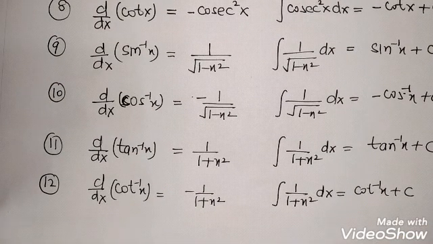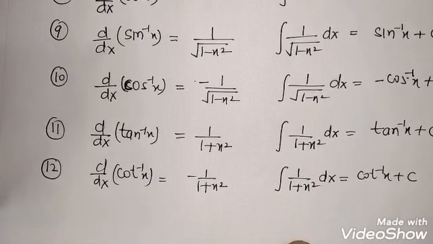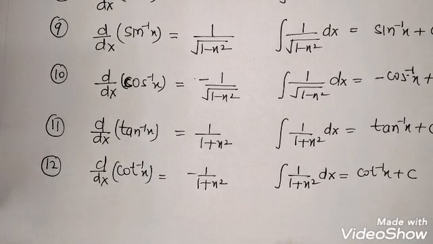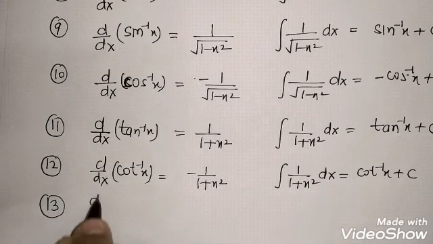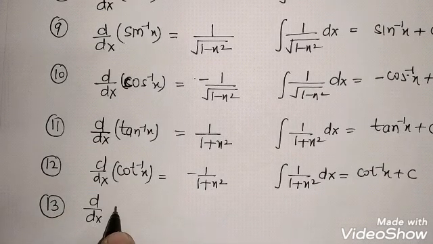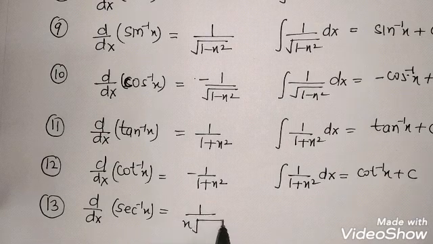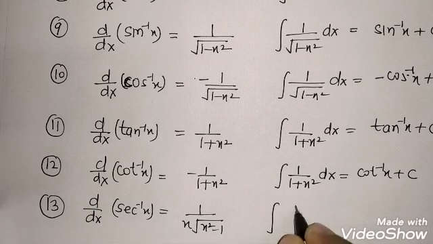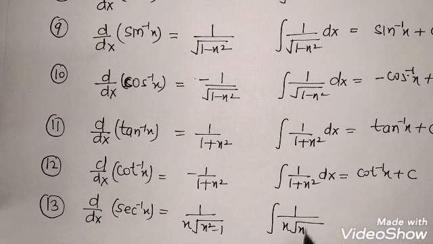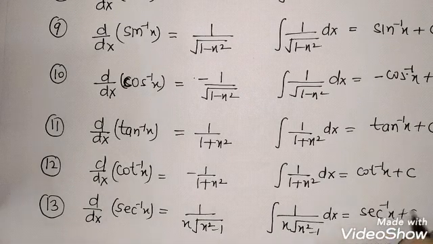Moving towards secant inverse x, the 13th formula for our differentiation as well as integration. The formula says the derivative of secant inverse x. The derivative of secant inverse x is what? This is 1 upon x root of x square minus 1, if I'm not wrong. Integration of 1 upon x root of x square minus 1 dx is equal to secant inverse x plus c.